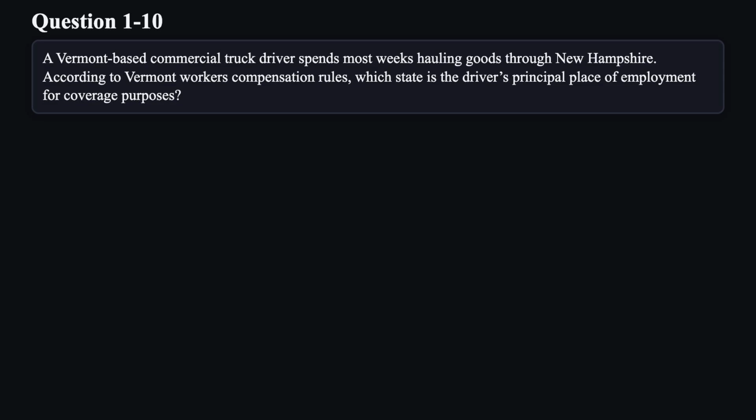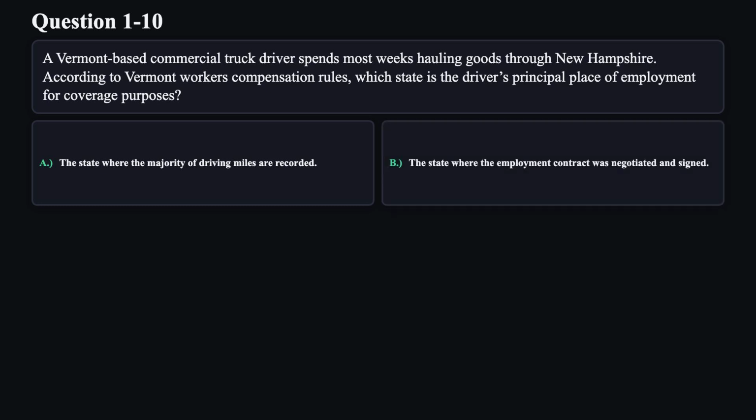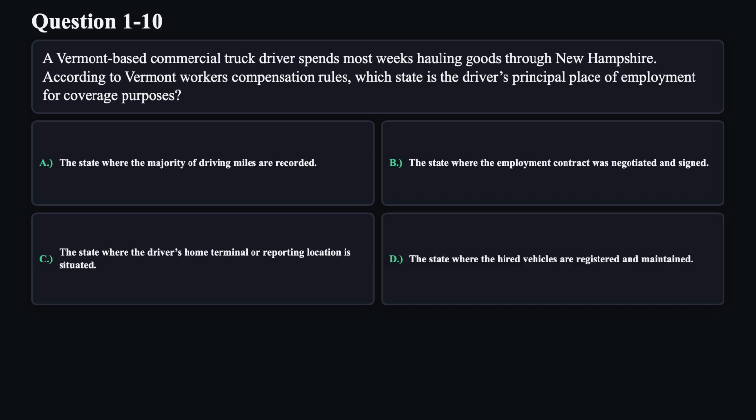Question 10. A Vermont-based commercial truck driver spends most weeks hauling goods through New Hampshire. According to Vermont workers' compensation rules, which state is the driver's principal place of employment for coverage purposes? A. The state where the majority of driving miles are recorded. B. The state where the employment contract was negotiated and signed. C. The state where the driver's home terminal or reporting location is situated. D. The state where the hired vehicles are registered and maintained.